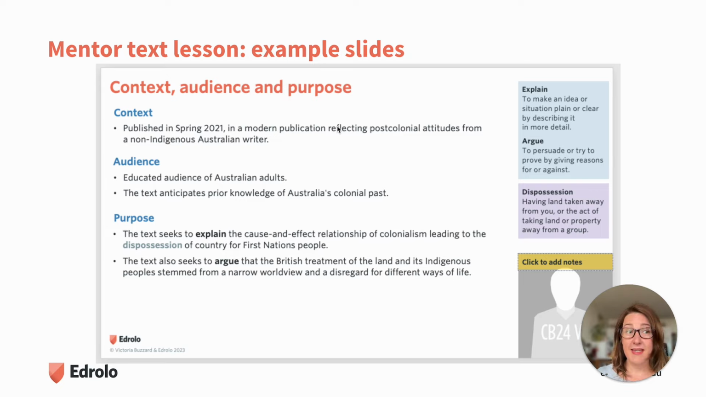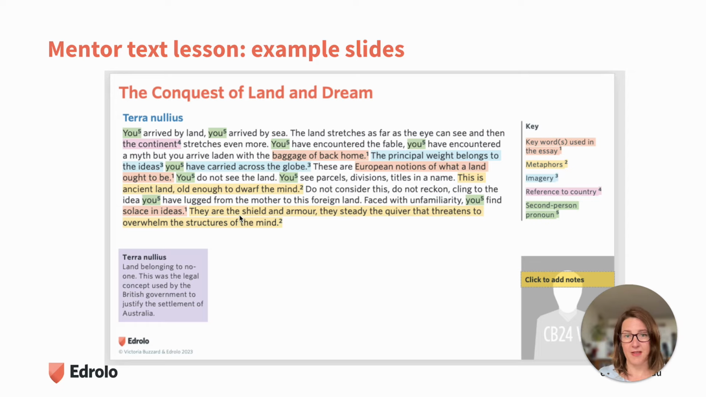So just a quick example of what a slide from a mentor text lesson could look like. This one is on the conquest of land and dream from the country section. So this slide introduces the context, audience, and purpose of the text, and then we'll go into more detail on the slides that follow. Then this next slide unpacks an extract from the text itself, indicating elements such as keywords, metaphors, imagery, references to country, and use of the second person pronoun. So these are the vocabulary, text structures, and language features found in this text.